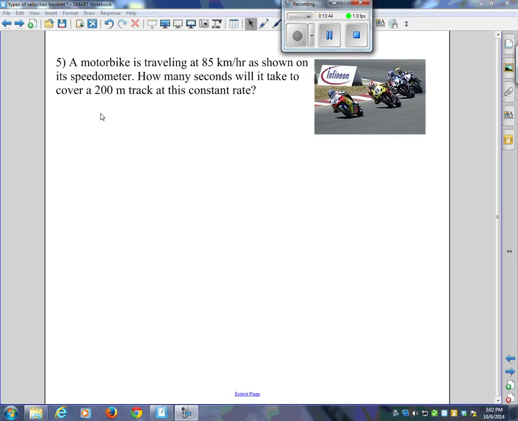You want to be in meters per second, because this is already asking for you in seconds. So step one here is to take 85 and divide by 3.6. We're making it smaller. We're making it into meters and seconds. So 85 divided by 3.6 is 23.6 meters per second.